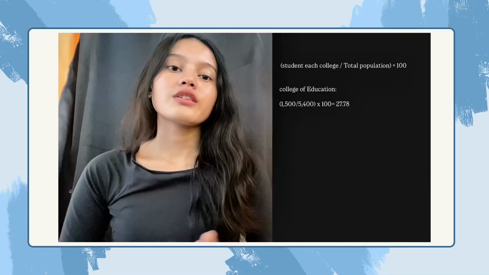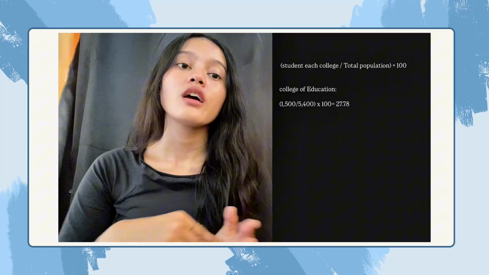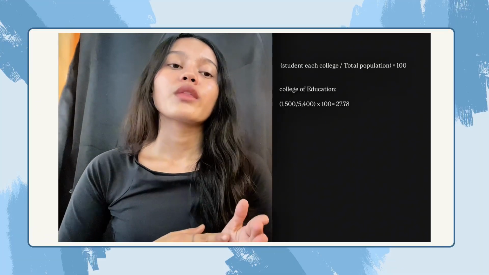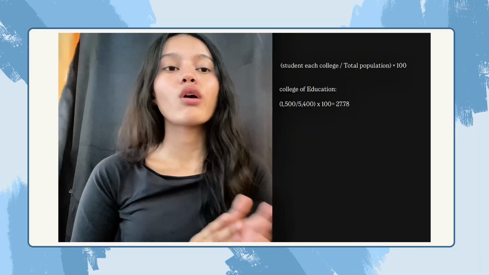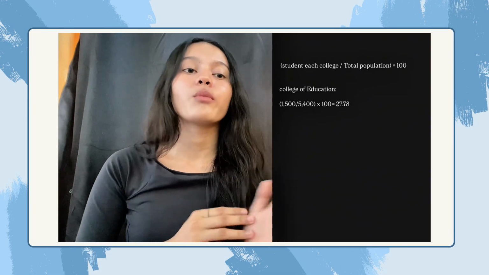First, let's identify the percentage of each college to get the initial assigned total. We simply divide the population of each college by the total population of students in all colleges, which is 5,400. First, the College of Education has 1,500 students, divided by the total population of 5,400 and times 100 is equal to 27.78.